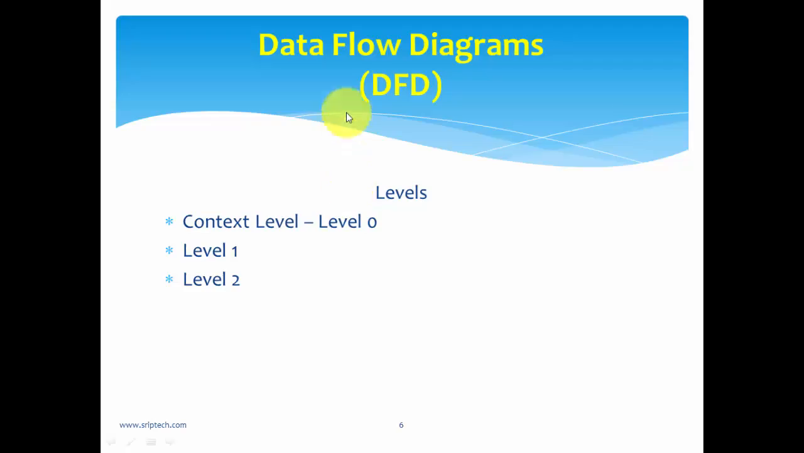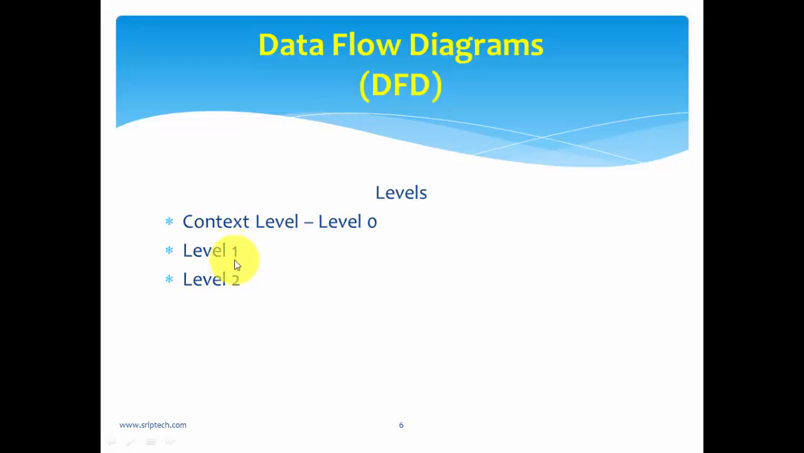Now there are different levels of data flow diagram. We call them the context level data flow diagram, which is called level 0. Initially whenever we write a DFD, we start with a context level DFD, and finally we break down that context level DFD into a level 1 DFD and a level 2 DFD.